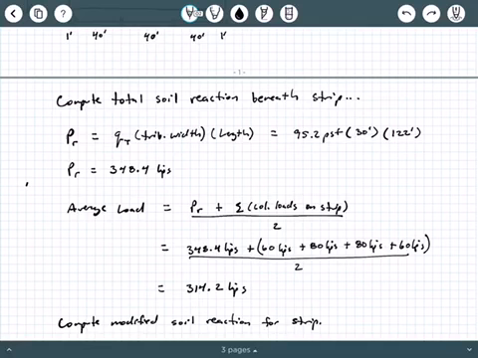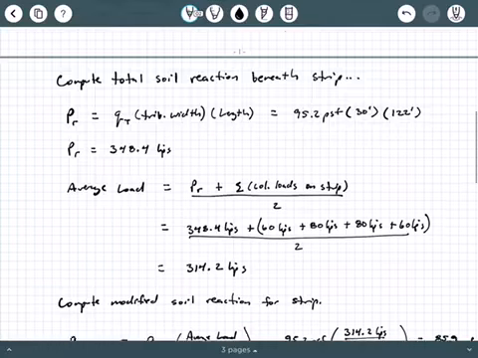And so when we do that, I get 314.2 kips here, okay? Now, from these numbers, we're going to compute what's called the modified soil reaction for the strip. Again, this all goes back to the idea of in a full problem, you're not actually capturing what would happen between adjacent strips.